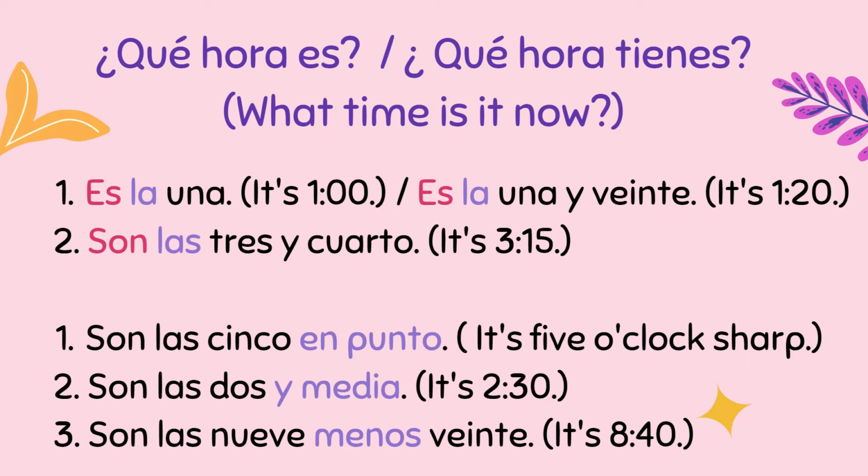In Spanish, when it is 1 o'clock, we would add es la in front of the time, because 1 o'clock, una, is singular. Es la una. It is 1 o'clock. Es la 1:20. It is 1:20.